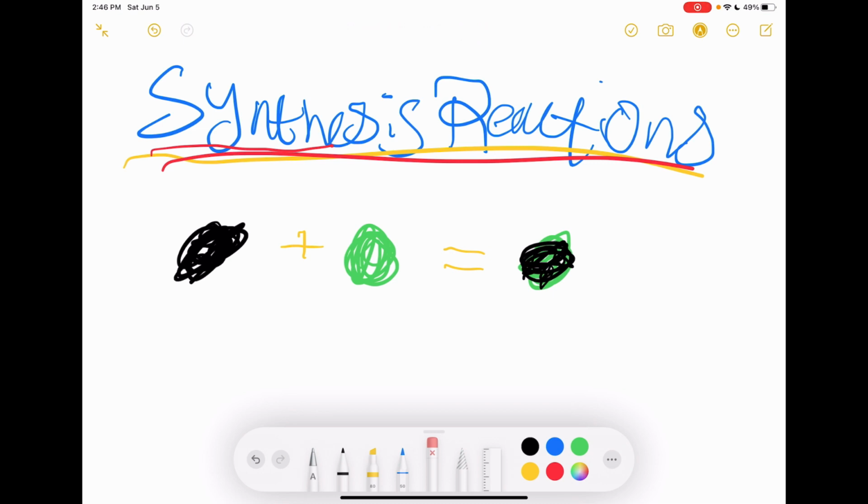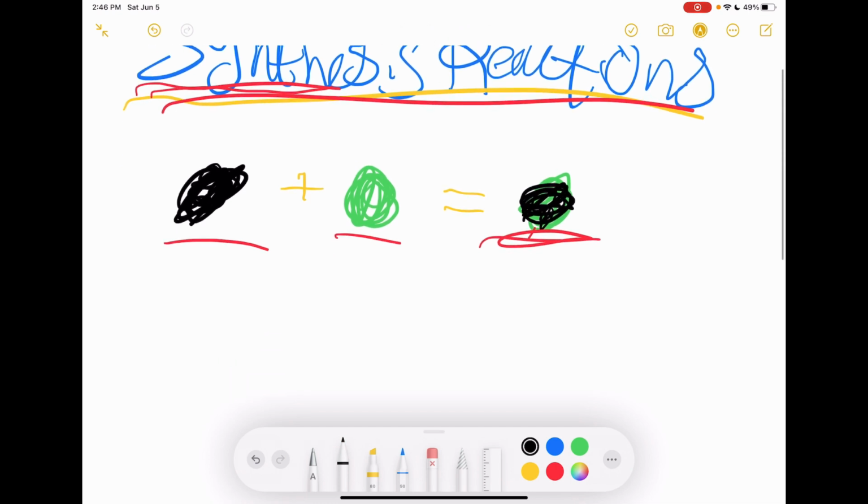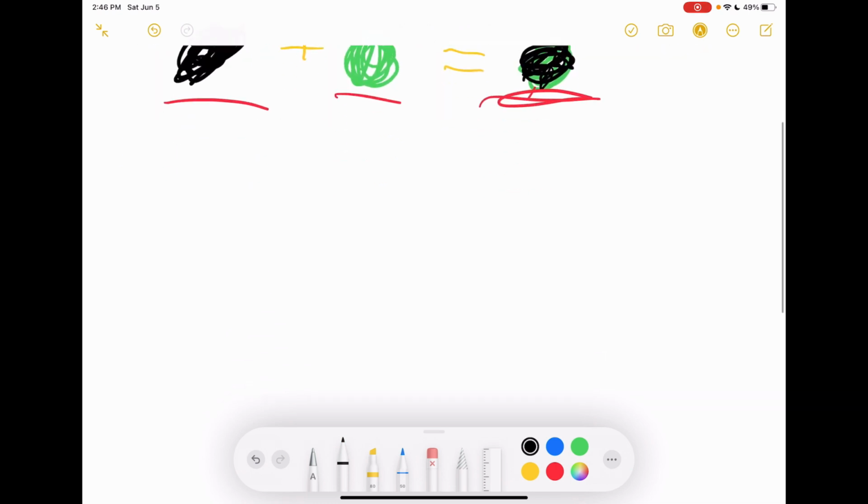Today we're going to look at synthesis reactions. So what we have here is one thing plus another thing equals something else. In this case, they're just being directly combined. Hence the word synthesize, from synthesis, the process of synthesizing or combining. It'll make more sense when we look at our example here.